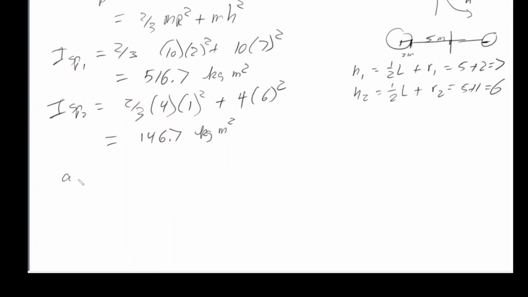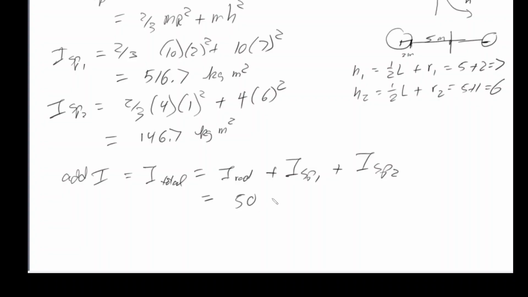So to get the I total, you add all the moments of inertia. So we add the I of the rod plus the I of sphere 1 plus the I of sphere 2. So that becomes 50 plus 516.7 plus 146.7. So I total, the moment of inertia of that whole system, is equal to 713.4 kilogram meter squared. And that's how you use the parallel axis theorem.